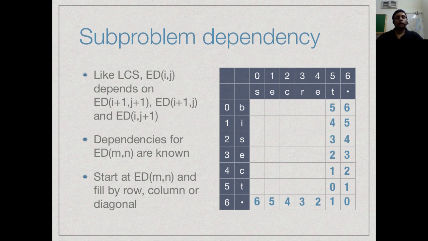And now I can just apply my recursive rule which says that, okay, t matches. So the edit distance at t is 0 because I have nothing to do and there's nothing to do beyond that.